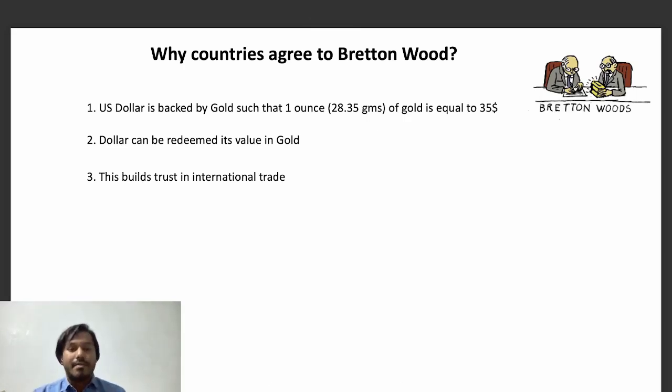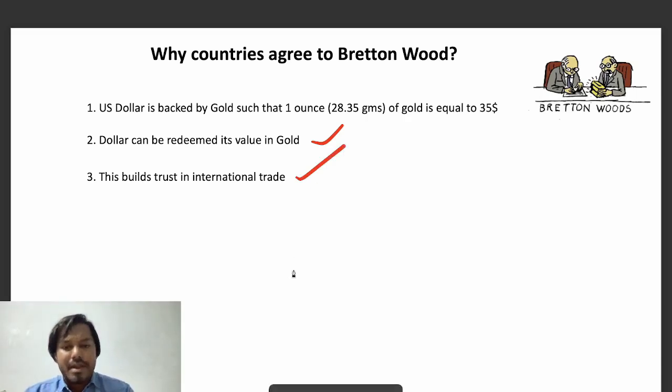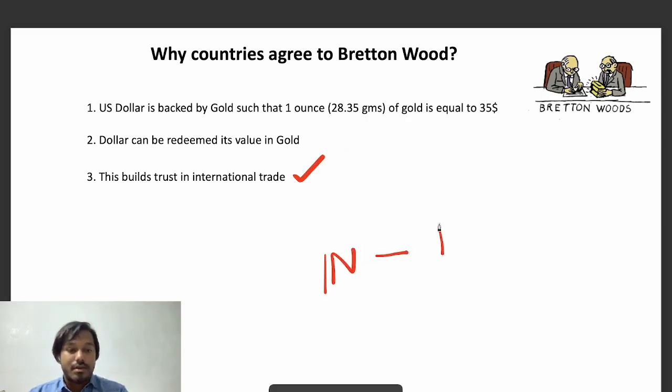What do I mean by that? Now I'm explaining why countries agreed to the Bretton Woods agreement. First, as I said, you can convert the dollar to gold. And the second thing is that it built trust in international trade. What does building trust in international trade mean? It's basically, imagine India and Pakistan.